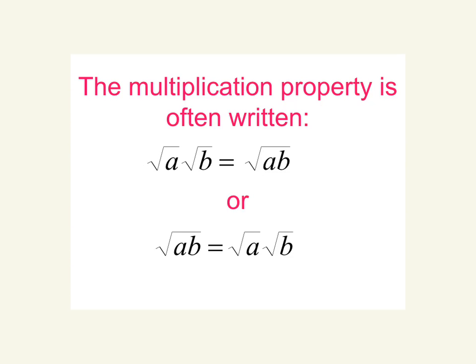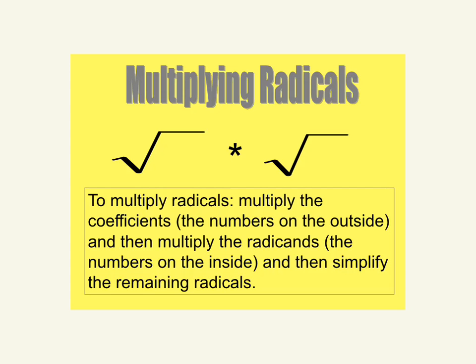The multiplication property is often written: the square root of a times the square root of b is equal to the square root of a times b. Now, we can also write it the other way: the square root of a times b is equal to the square root of a times the square root of b. It can be used both ways, and we use it both ways many times.